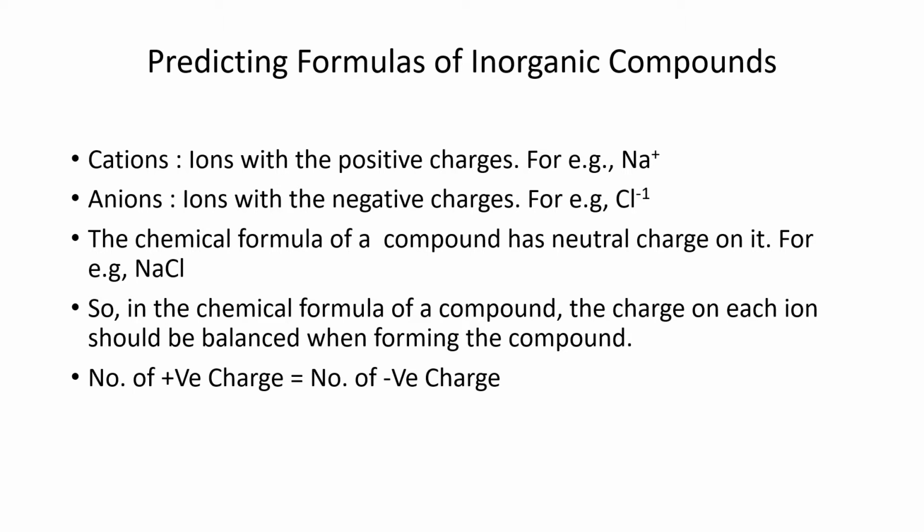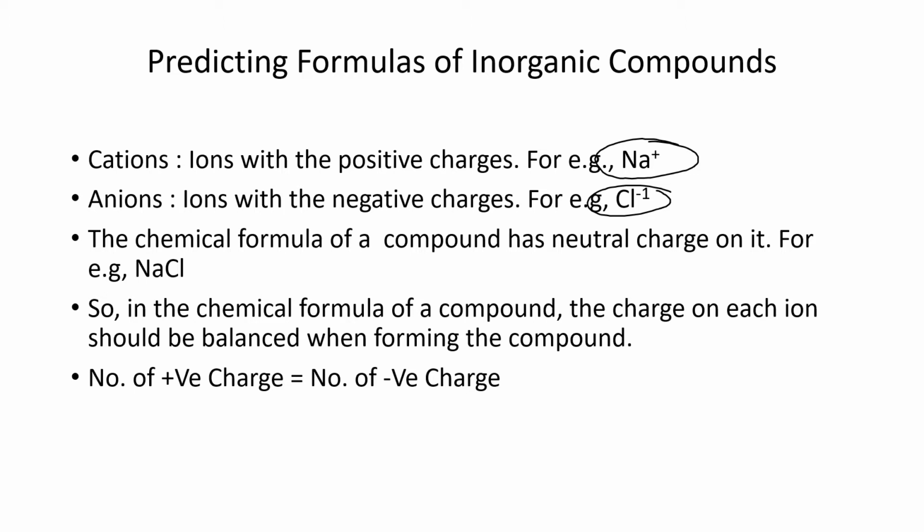For predicting the formulas for inorganic compounds, we have to know the cations and anions. Cations are the ions with a positive charge, for example, sodium ion, Na+, and anions are the ions with a negative charge, for example, Cl-. All right. So the chemical formula of a compound has a neutral charge.